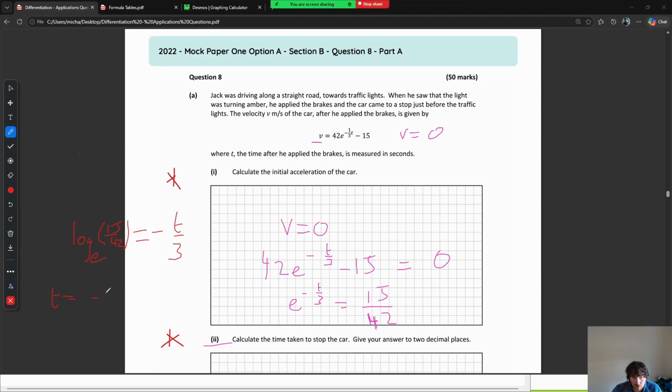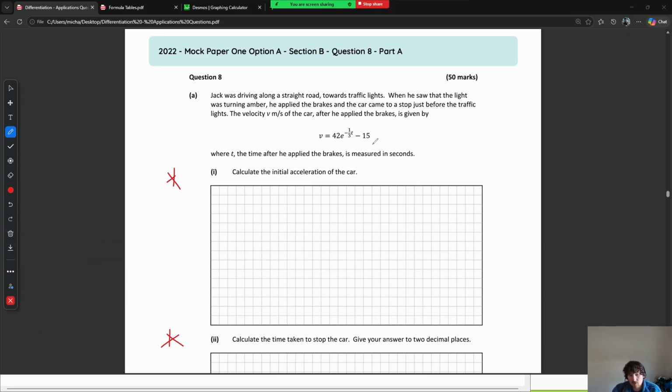So then it's really minus 3 log, we write log e as ln. So it's good to only need to pick up the calculator once if you're good at your algebra like that. So that's minus 3 ln 15 over 42. So the car comes to a stop after about 3.09 seconds, and that seems about right. Yeah, 3 seconds to bring the car to a stop. Okay.